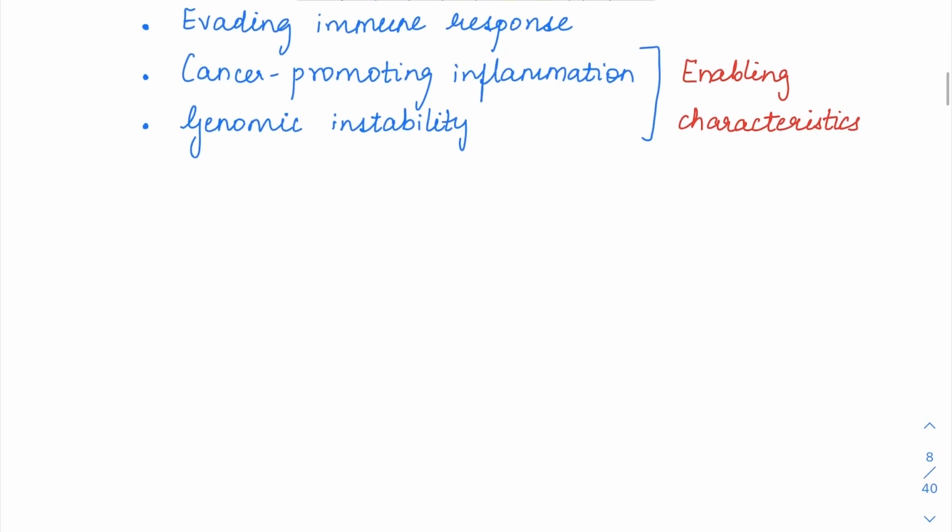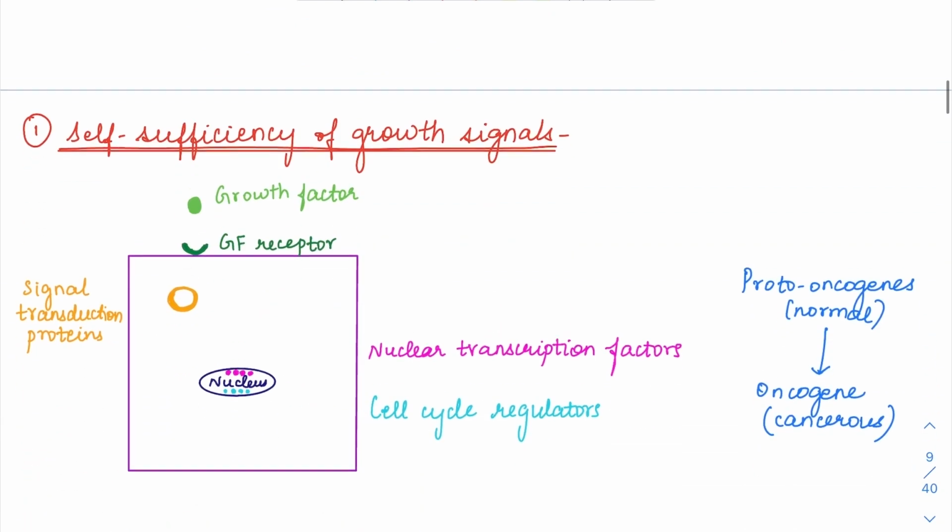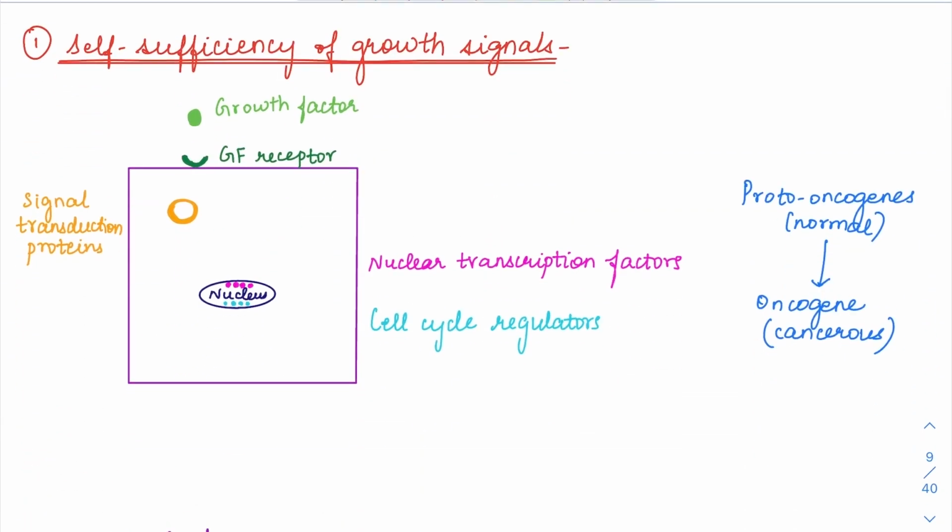Then lastly, we have genomic instability. So normally DNA repair is going to be altered in these tumor cells. So when this DNA repair is not happening properly, it is going to result in lots of genomic instability. So all of this is again going to cause tumor mutations. So let's see one by one. So first one will be self-sufficiency of growth signals. For self-sufficiency of growth signals, we'll need to understand some pathway.